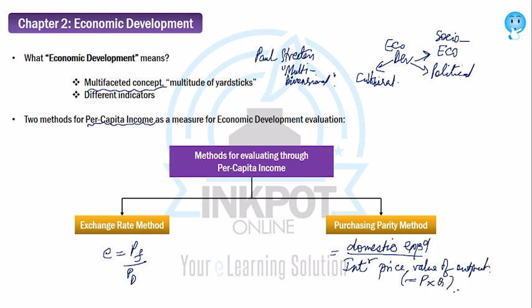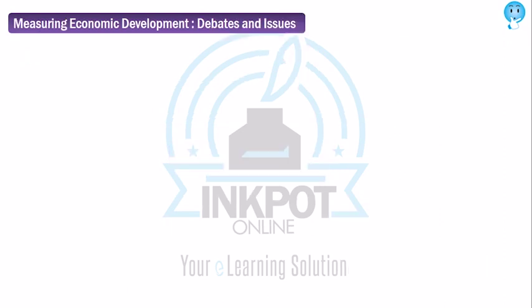So essentially the purchasing power parity, the real value of domestic versus international valuation, to come up at per capita income. Okay, next. So what are the debates and issues surrounding economic development measurement?